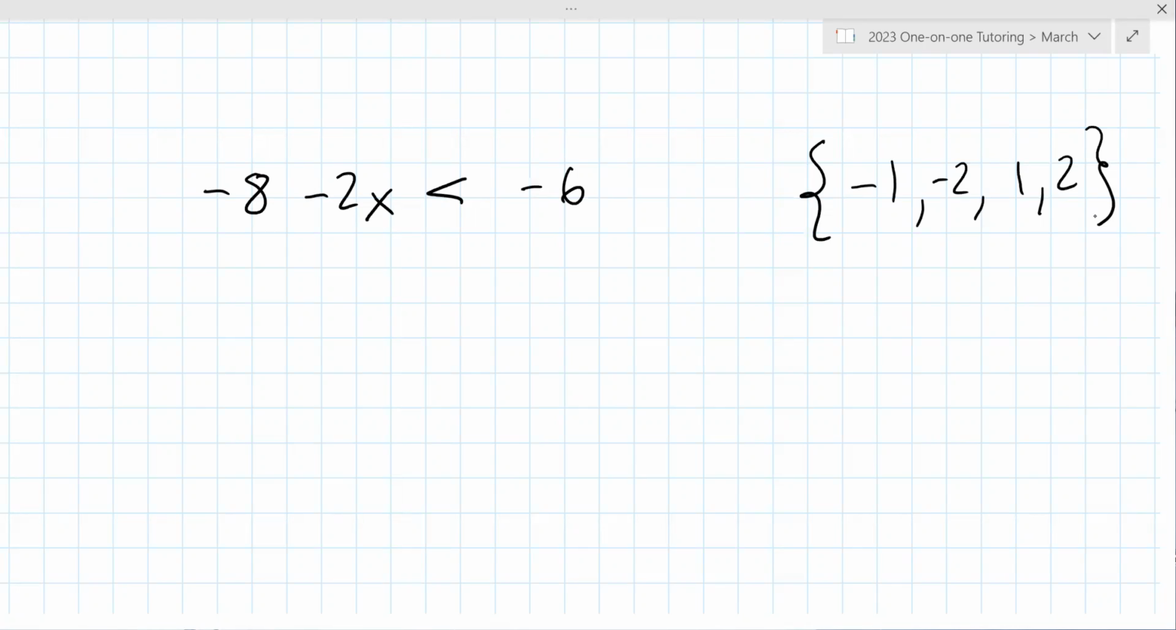Okay, so the inequality would be... So x is greater than -1.